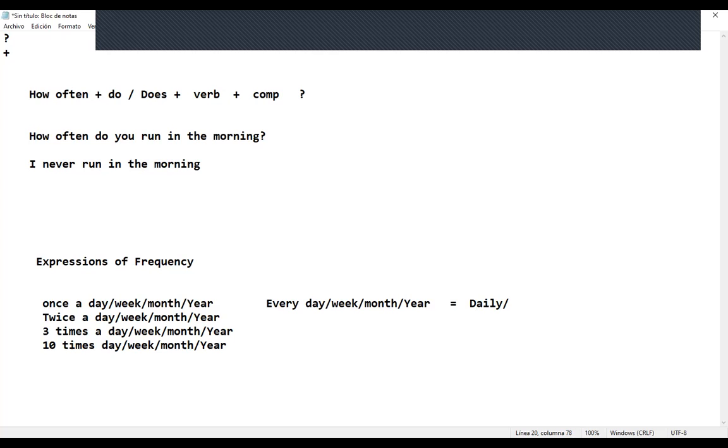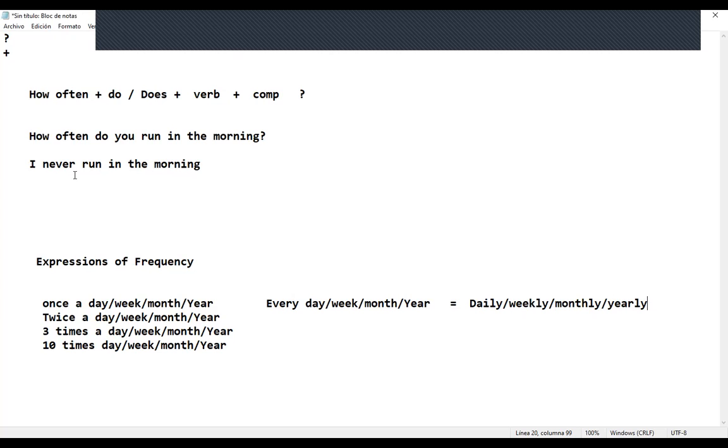Daily. En vez de decir every month, puedo decir monthly. Para decir every week, weekly. Semanalmente, weekly. Mensualmente, monthly. Anualmente, yearly. Todas estas son, ¿qué son? Son adverbios. Adverbs.